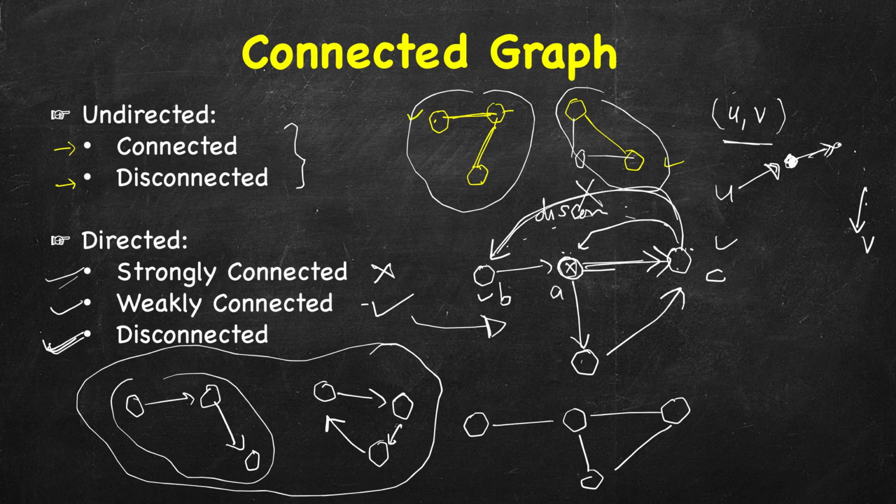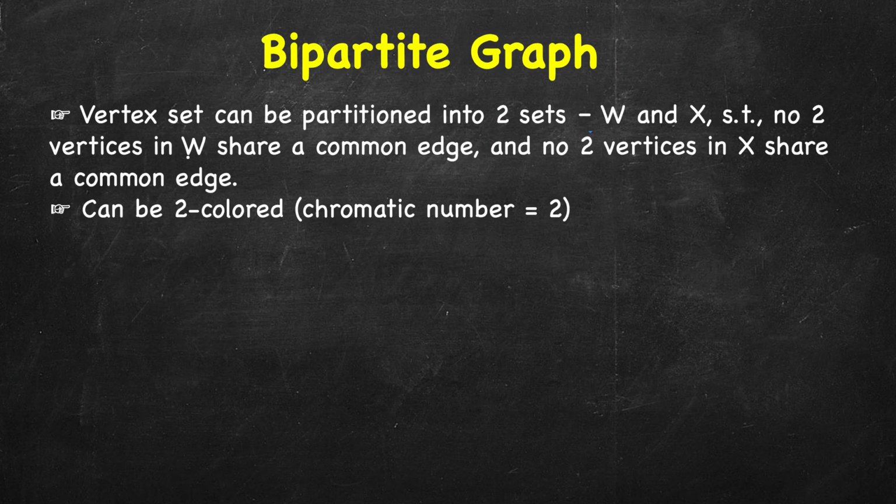Now let's look at some more graphs. Bipartite graph. Here a vertex set can be partitioned into two sets, W and X, such that no two vertices in W share a common edge. So let's say we have edges like this. First draw the vertices, and then we have a few more vertices.